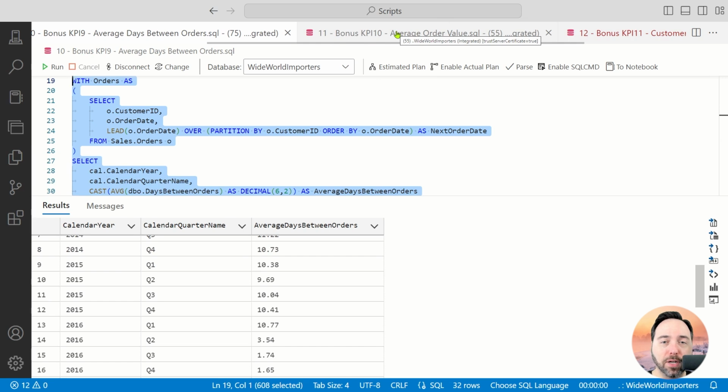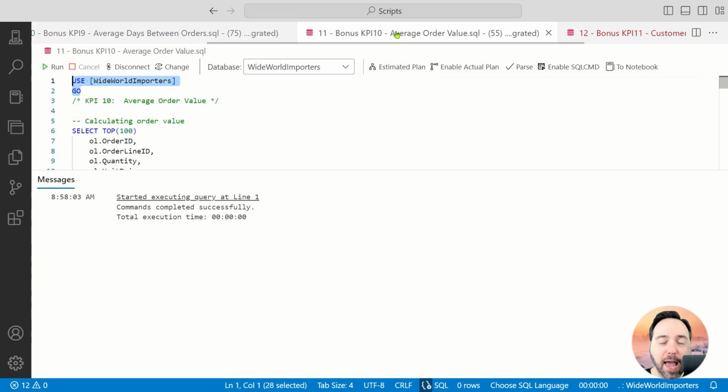Our third metric is average order value. This is extremely common in retailers of all sorts, as it gives you an idea of how much money you can expect to get from a single customer purchase.